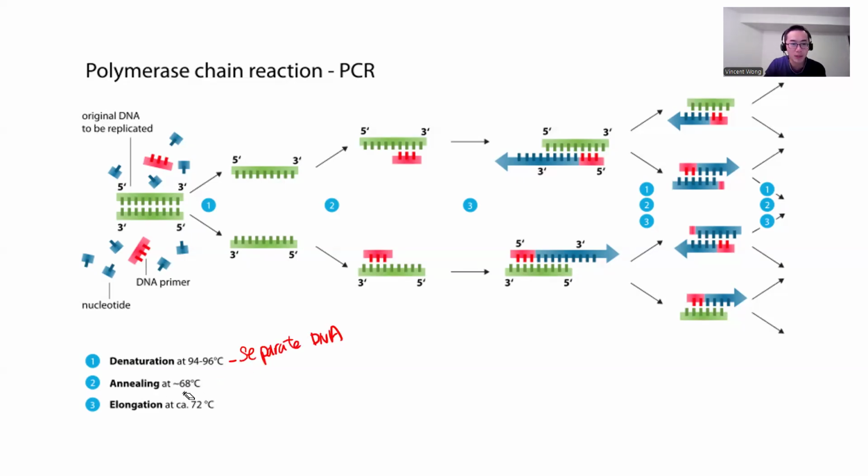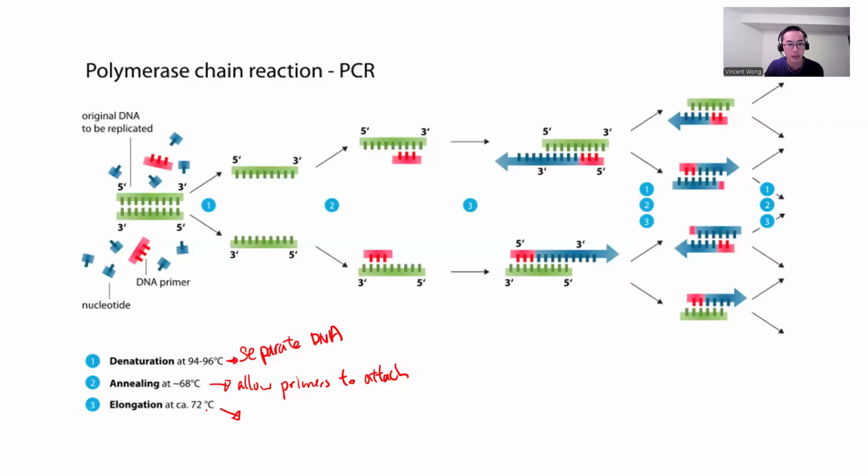And then you want to lower the temperature a little bit in the annealing phase. By lowering the temperature a little bit, you allow primers to attach. You don't want to lower it too much. If you lower it too much, then all the DNA will just come back together. We just want to lower it a little bit for the primers to bind to its target, because the primers are complementary, it will seek out which portion to bind to and ignore everything else.